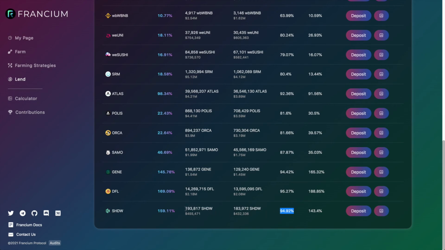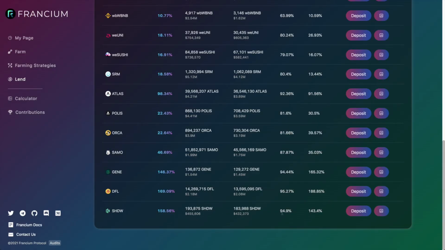There is 193,000 Shadow deposited and 183,000 Shadow borrowed. So if somebody came in and were to deposit another 193,000 Shadow, the utilization would drop to 45% or so, a little over 45%. But the point is the APY would drop. So the APY would drop to 10%. So this is a floating APY. It's a floating utilization rate, and the APY goes up exponentially as it's being utilized more and more.